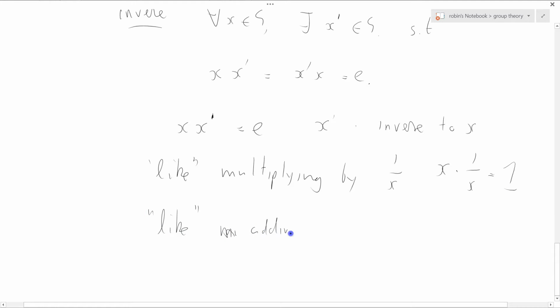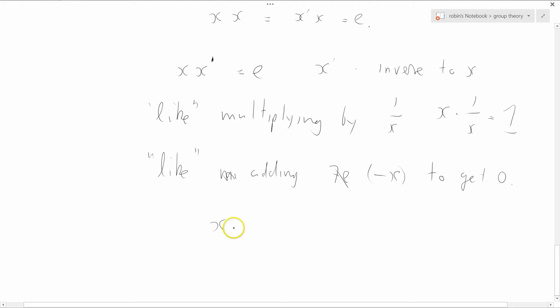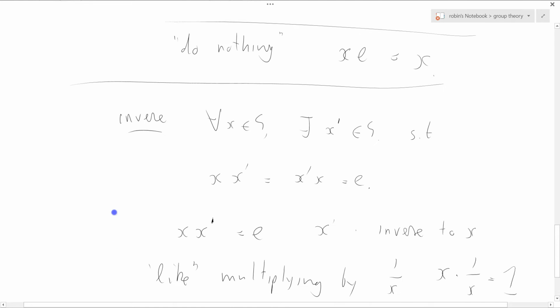adding 0. No, it's not. It's like adding minus x to get 0. Because of course x plus minus x equals x minus x equals 0. And if you're working with addition, then 0 is your neutral element, your identity element.